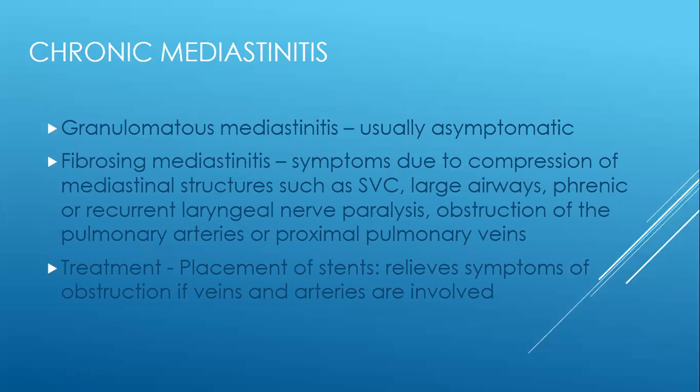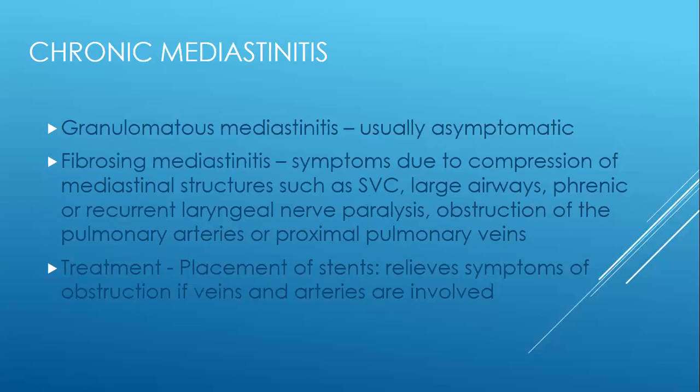So your granulomatous mediastinitis, since this is just a granulomatous inflammation in your lymph nodes in the mediastinum, is usually asymptomatic. On the other hand, your fibrosing mediastinitis, since there is widespread fibrosis in the mediastinum, your patient can develop symptoms because of the compression of your mediastinal structures. This includes your superior vena cava, your large airways, your phrenic nerve, your recurrent laryngeal nerve. It can also obstruct your pulmonary arteries as well as pulmonary veins.